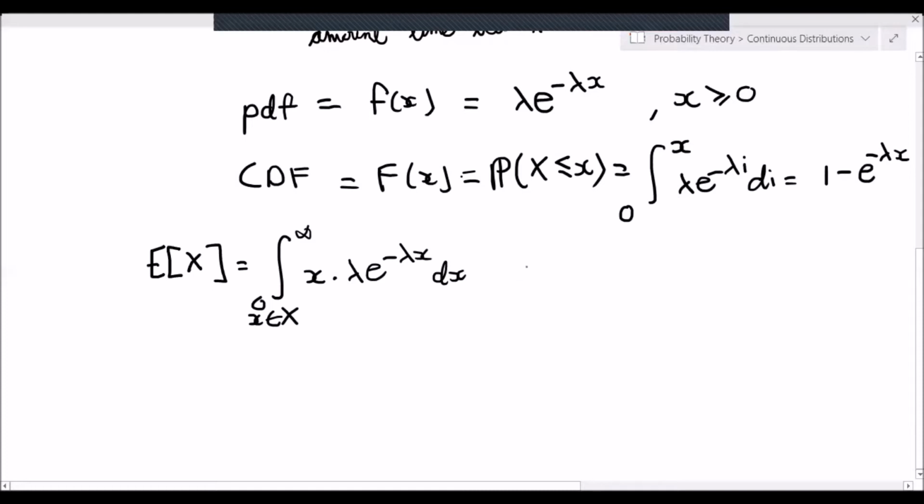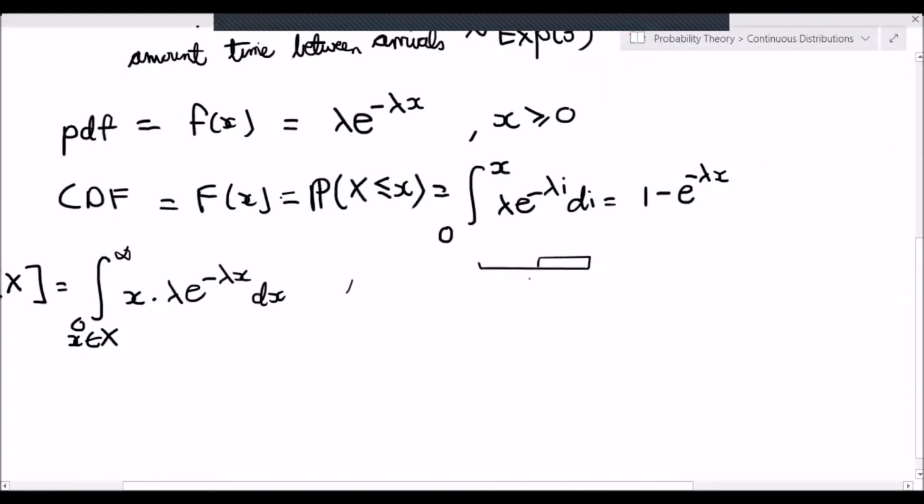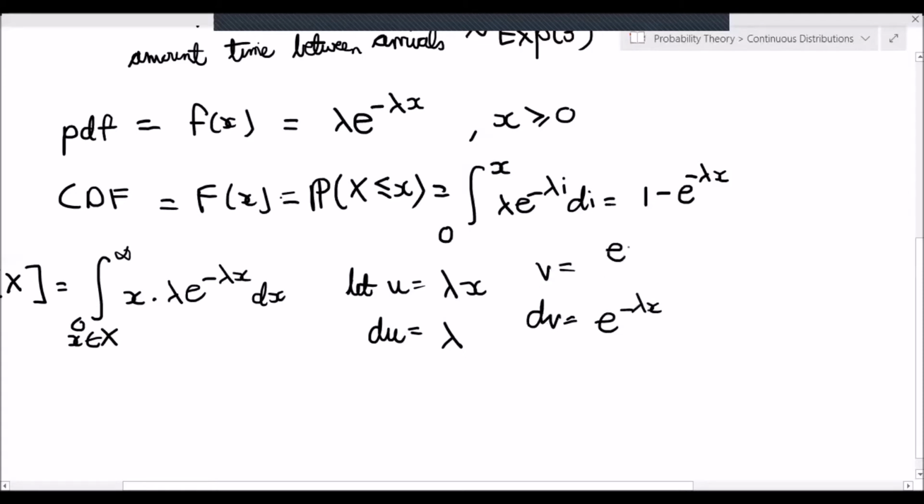So let's set u to be equal to lambda x. That means that du is going to be lambda, du by dx, of course. dv is equal to e to the negative lambda x. That means that v is going to be e to the negative lambda x over negative lambda.